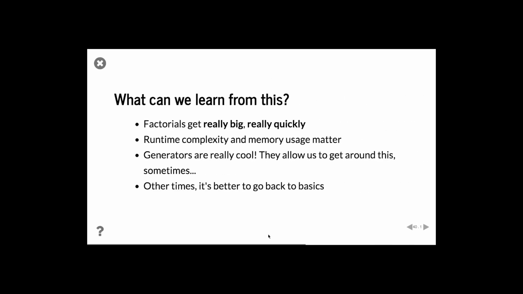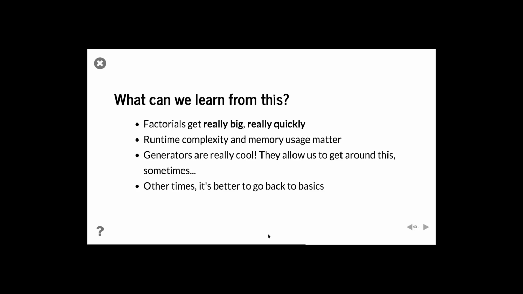So what do we learn from this? Well, clearly, factorials get really big really quickly. And again, now we can start talking about runtime complexity, and also in this case, memory usage, and why these two things matter. Now, we had that itertools permutation object before. Well, that was a generator. And generators are a really cool, interesting concept, and we can start talking about the problems that they solve and how we can use these tools to get around things.